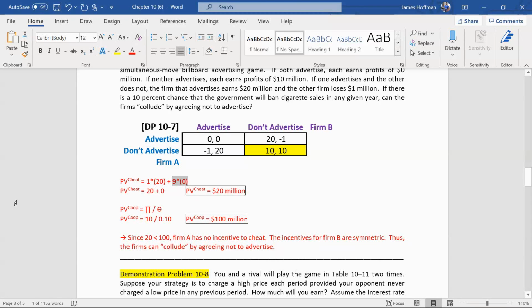There's the other 9 times you expect to play the game, but the agreement's broken because you cheated, and so you just get 0 for 9 times, and so the total expectation of cheating is 20, which is 20 million.